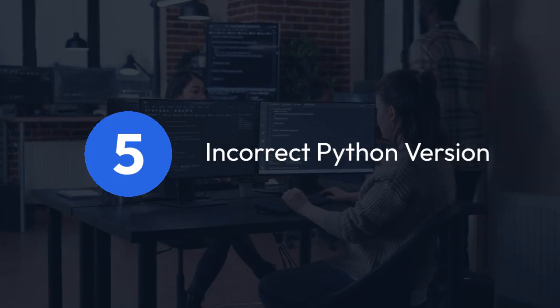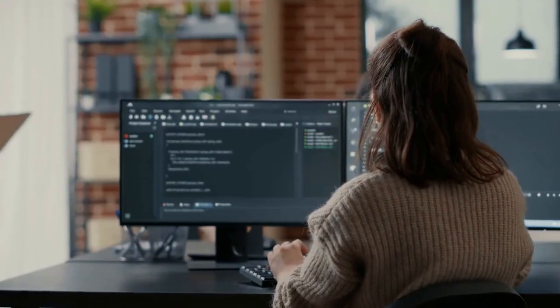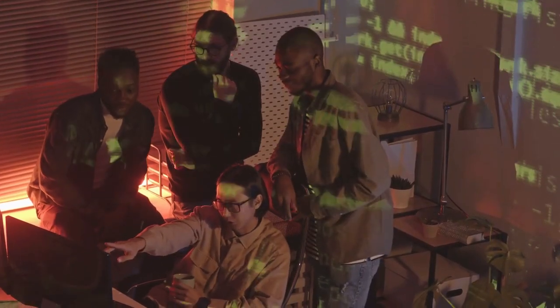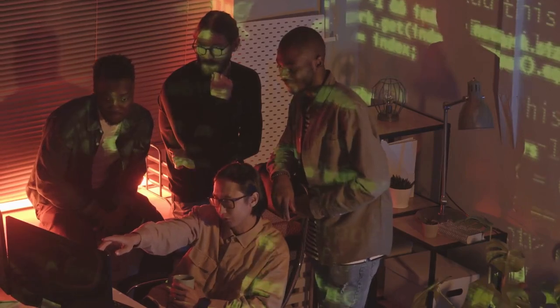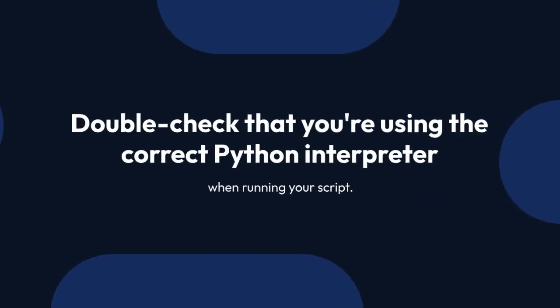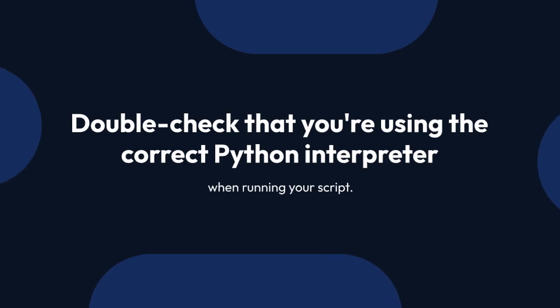5. Incorrect Python version. Ensure you're using the correct Python version. If you have multiple Python installations, the pip command might be installing pymongo for the wrong version. Double-check that you're using the correct Python interpreter when running your script.